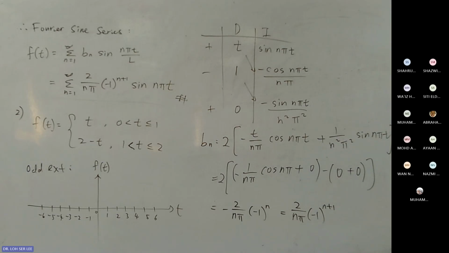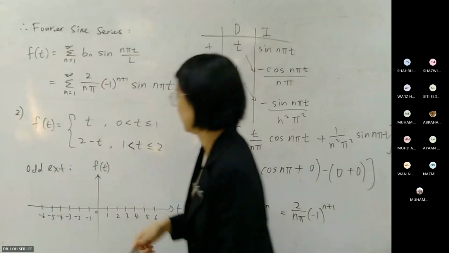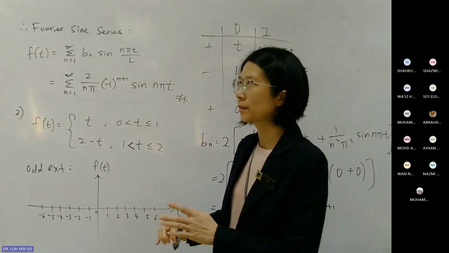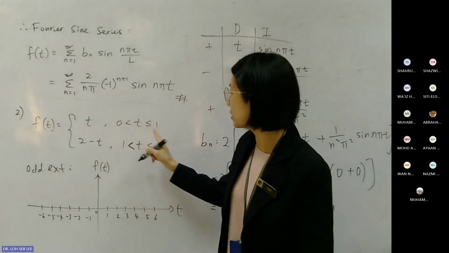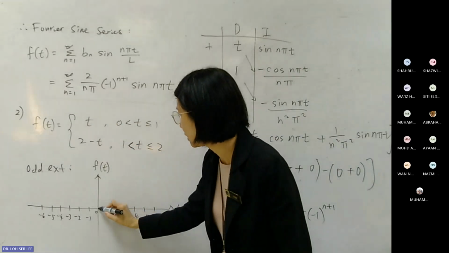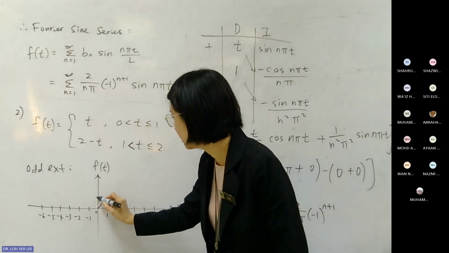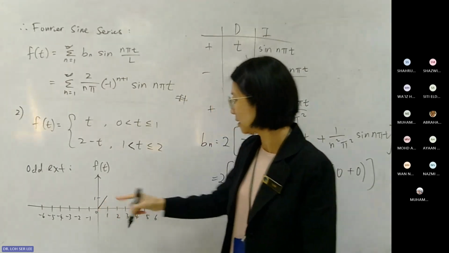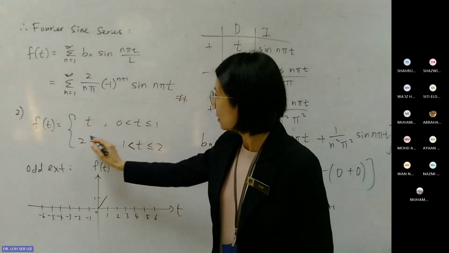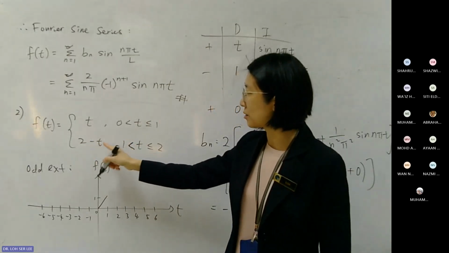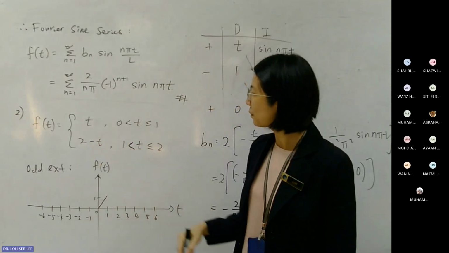Okay, so this one we have to draw on Monday. Okay, t from 0 up to 1. Let's say 1 is here. This is t, and this is a straight line. This is a straight line because it is power of 1.